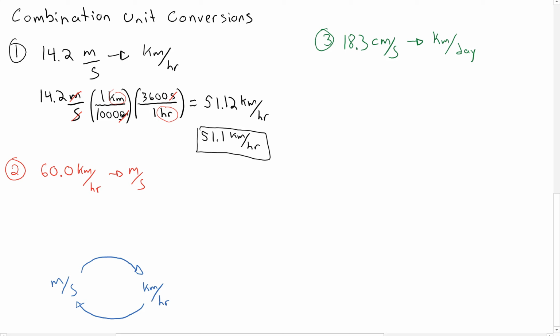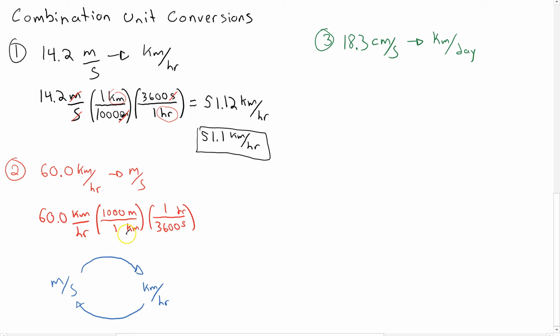Here's 60.0 kilometers per hour into meters per second. 60.0 kilometers per hour. Again, I'm going to multiply these by some fancy 1s. Now, here I want kilometers on the bottom and meters on the top. Okay, well 1 kilometer is 1,000 meters. And this way my kilometers will cancel and I'll have meters in the end. Then I'm also going to do a fancy 1 here. This time I want hours on top, seconds on the bottom. 1 hour is 3,600 seconds.